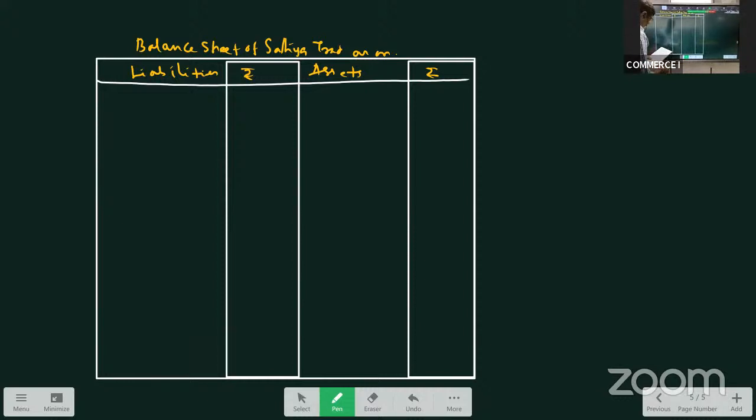From the debit side: purchase, sales return, salaries, bank, insurance, machinery. Machinery is an asset. Machinery is given as 80,000. I am writing in the inner column because we have depreciation on that. Again, furniture. Furniture is given as 45,000. No depreciation, so direct in the outer column.